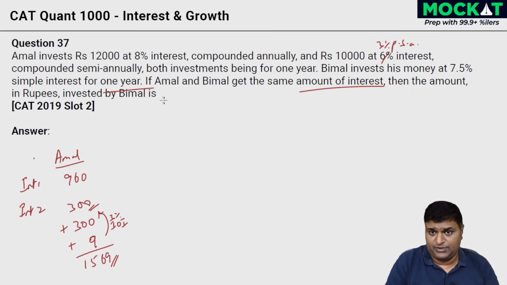Now what's given to us over here is this 1569, right? It is what Bimal has also got, the same amount of interest at 7.5%, for 1 year. If you want, you can write it with some principal. We need to find that principal, the amount invested by Bimal.